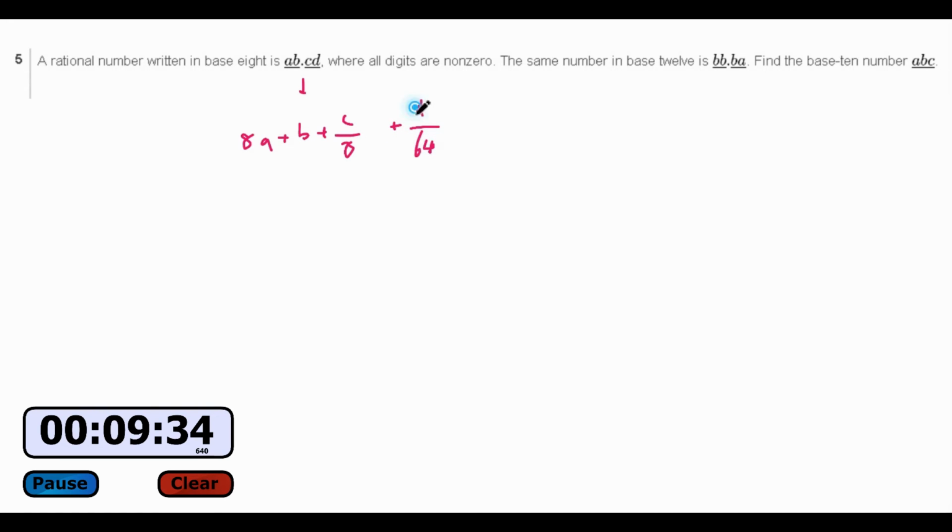So this kind of makes sense, right? Because in decimals, we have that the first digit after the decimal place is c over 10, and then the second one is c over 100, and so on and so forth. So it's the same analogy right here. So we have that this thing is equal to 12b plus b over 12 plus a over 144.